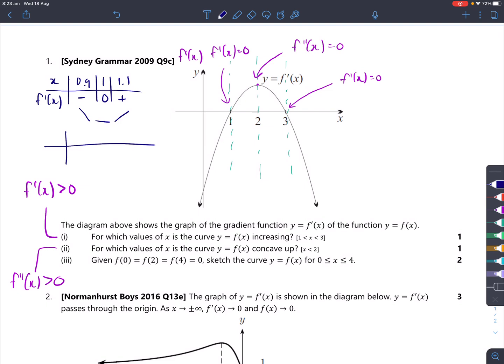And if we draw a table out for that and analyze the gradients at that point, so 3, 3.1, 2.9, if we analyze to the left of it, this is a positive f dash x value, and to the right of it, it's a negative f dash x value. So we'll have positive on the left, negative on the right. So it looks like this, which means that it's going to be a maximum here.